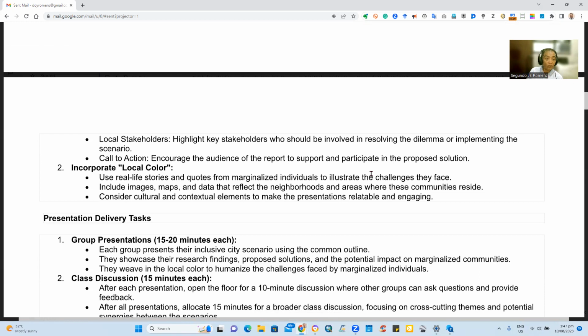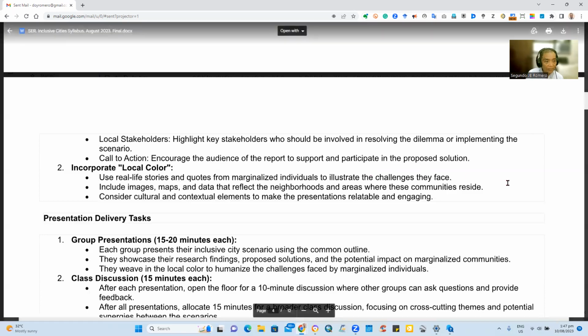Finally, we emphasize incorporating local color, meaning use real-life stories and quotes from marginalized individuals to illustrate the challenges they face.